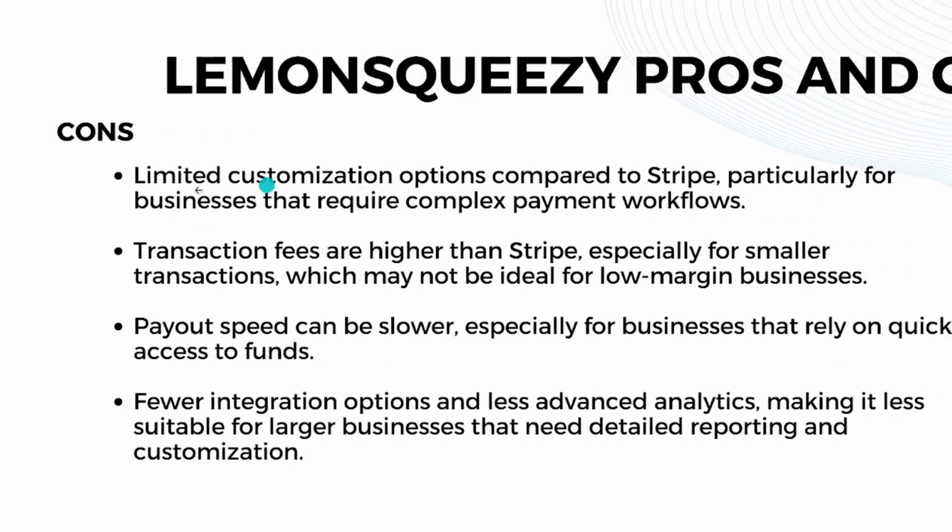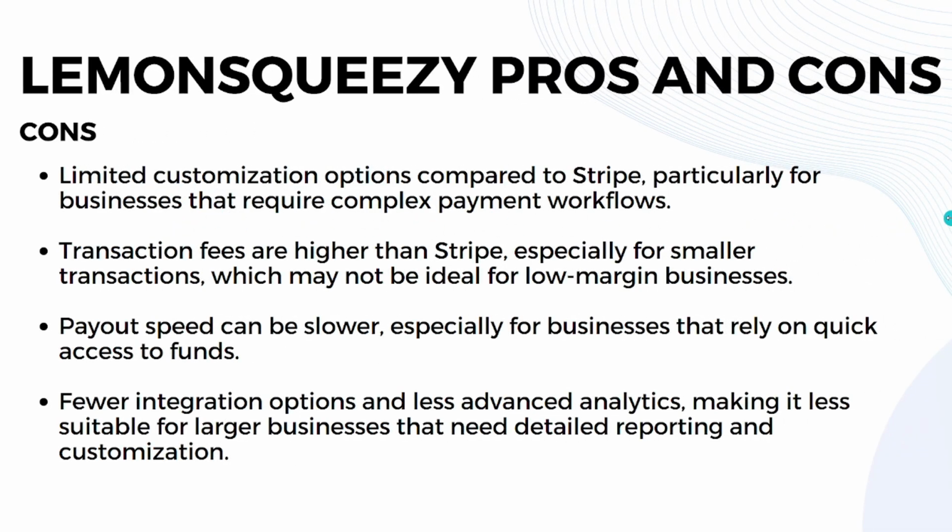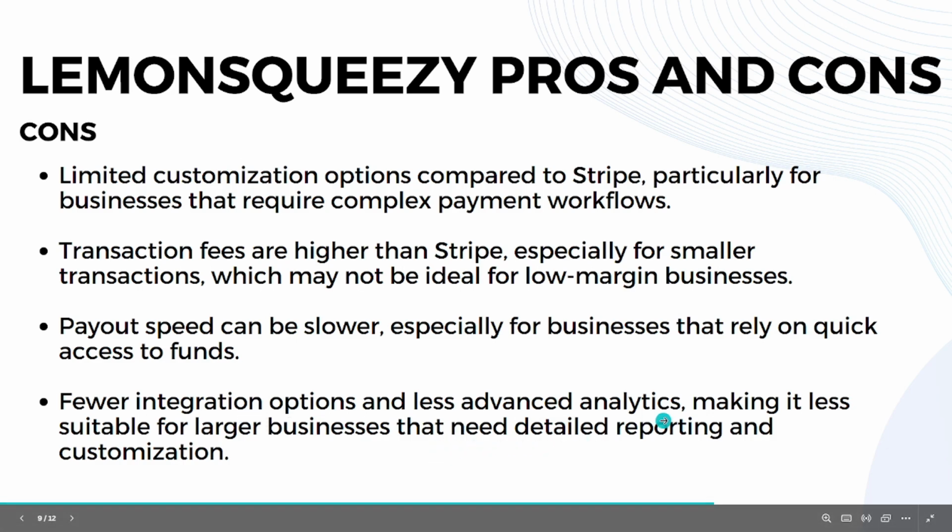For the cons, Lemon Squeezy has limited customization options compared to Stripe, particularly for businesses that require complex payment workflows. Their transaction fees are higher than Stripe's, especially for smaller transactions, which may not be ideal for lower margin businesses. And the payout speed can be slower, especially for businesses that rely on quick access to funds. Lastly, they have fewer integration options and less advanced analytics, making it less suitable for large businesses that need detailed reporting and customization. So that's it for the Lemon Squeezy pros and cons.